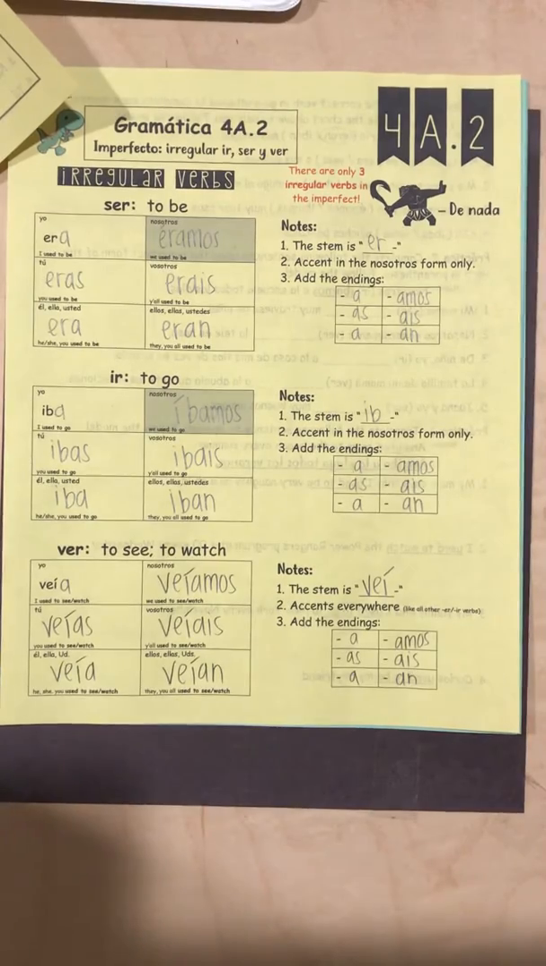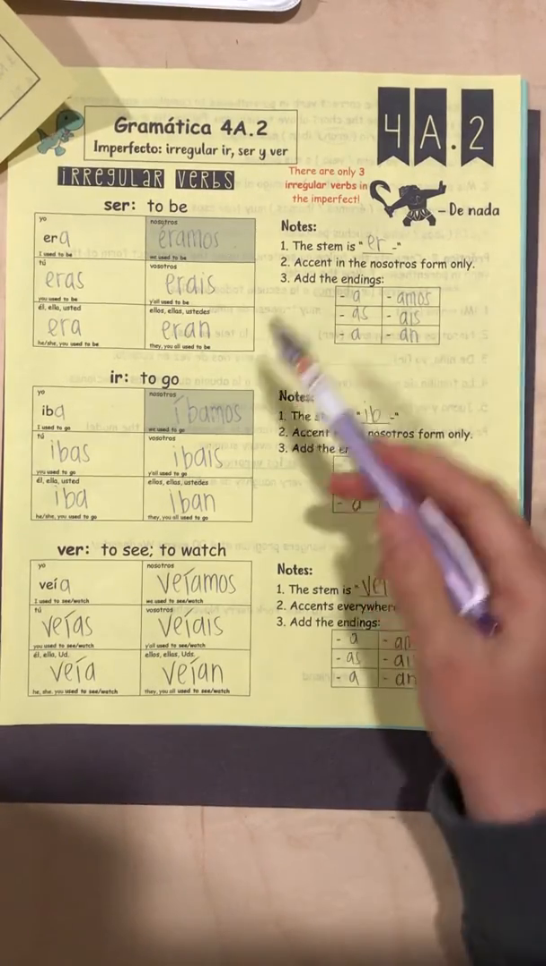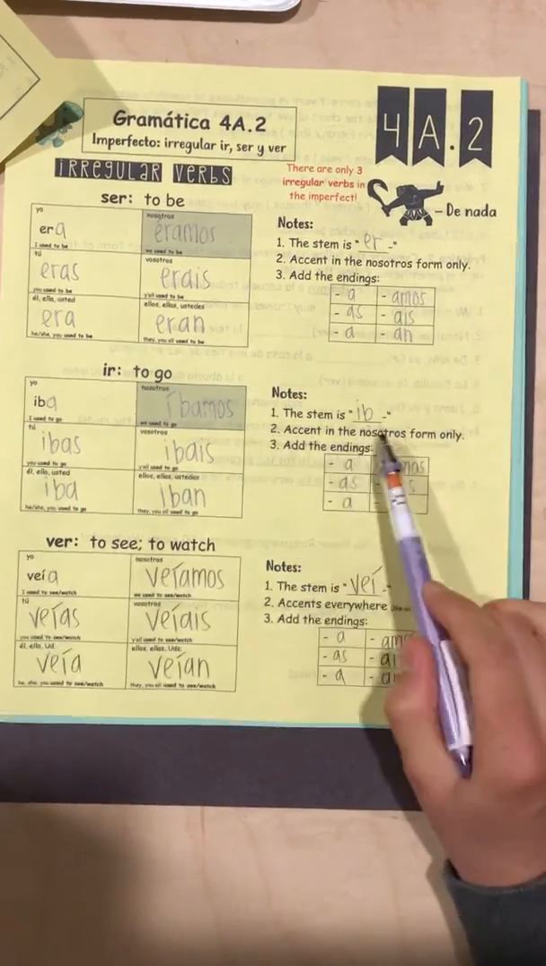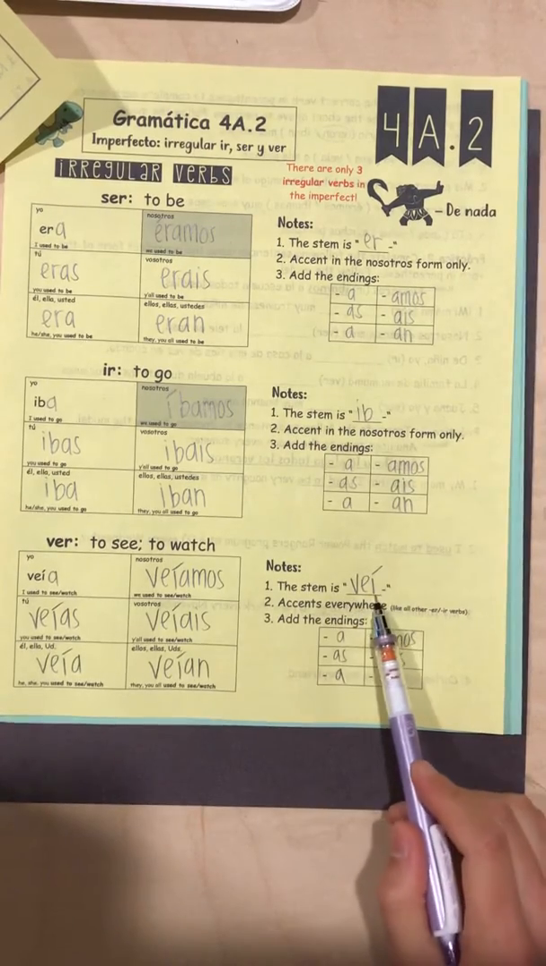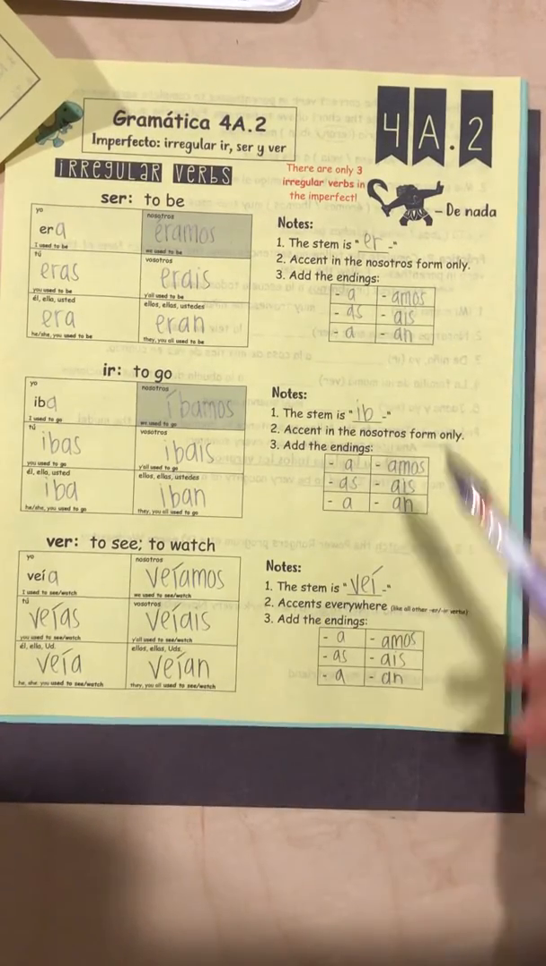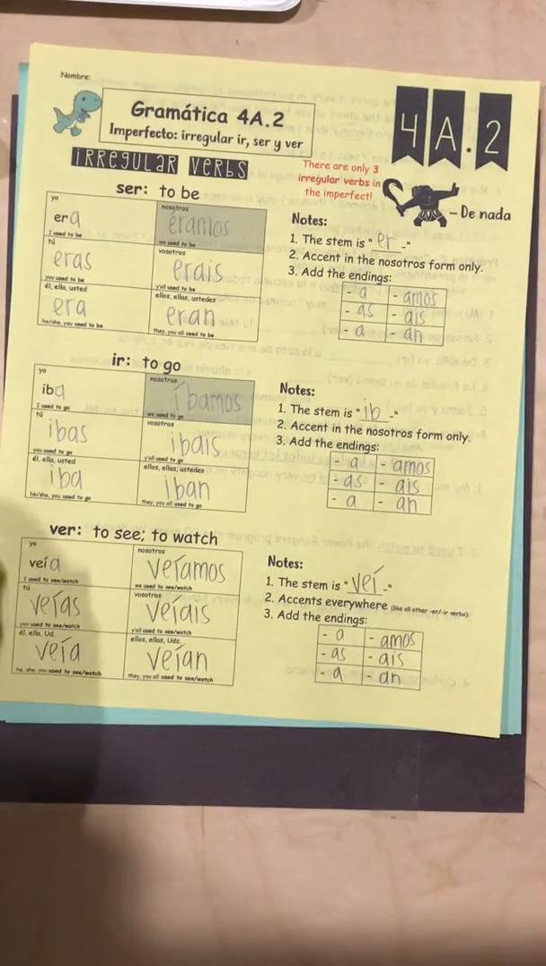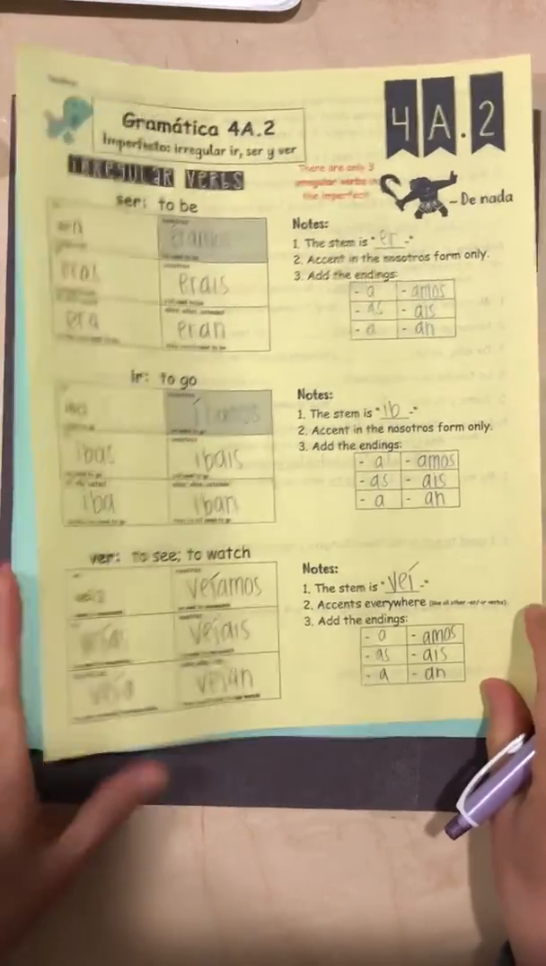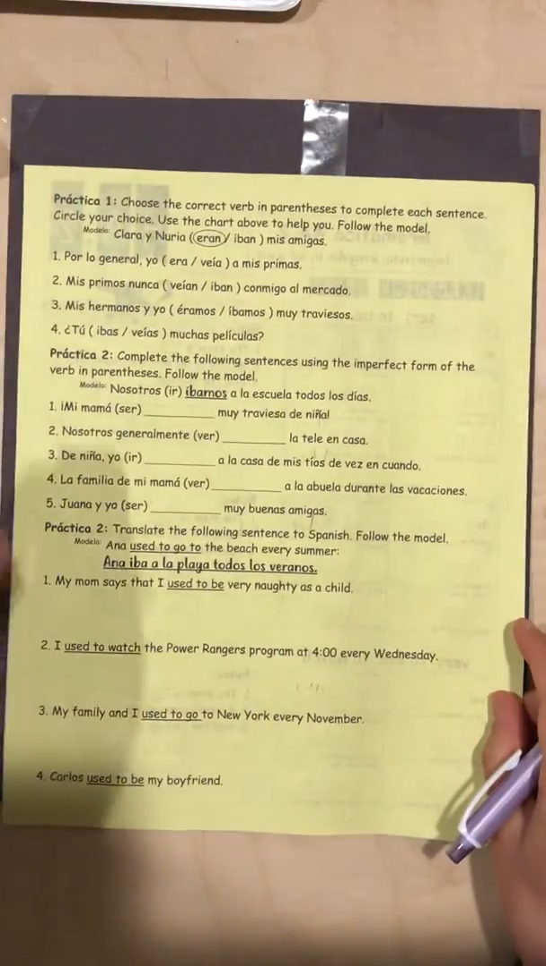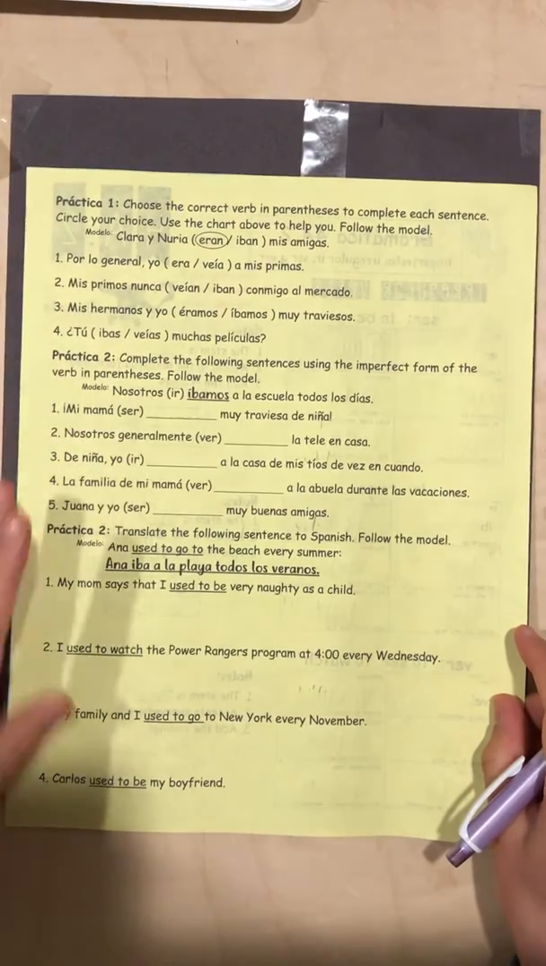Okay, so those are the 3 irregular verbs. Again, the stem of ser is er. The stem of ir is ib. The stem of ver is veí with an accent for the I. Once you know those stems, it's a, as, a, amos, ais, an. Just like what we did with the regular AR, ER, IR verbs in the imperfecto.